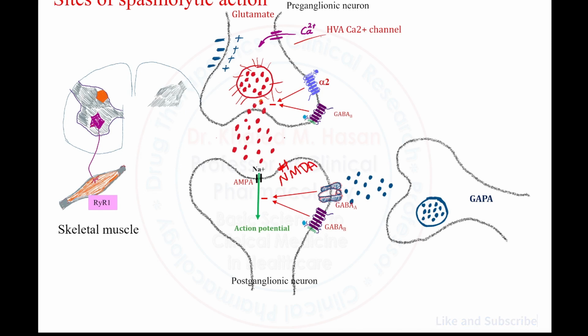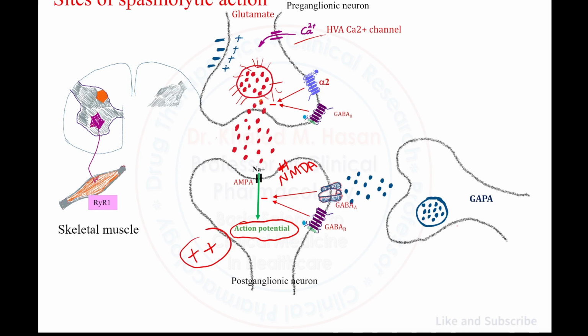As you can see here, when these receptors are activated, the result will be action potential. The result will be depolarization. The result will be stimulation of skeletal muscle contraction. Okay, now we have the skeletal muscle stimulated, the skeletal muscle contraction.